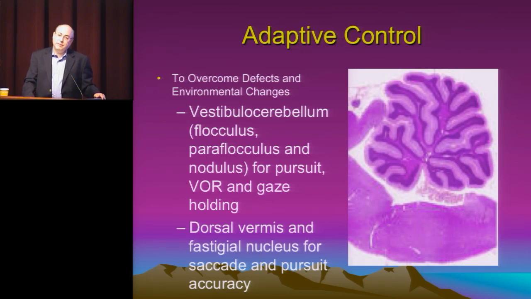And let's say we have a problem. We have a deficit. We have a vestibular problem from an inner ear problem. In order to overcome these deficits, we have the vestibulocerebellum, the flocculus, paraflocculus, and nodulus, which modulate pursuit, vestibulo-ocular reflex, and gaze holding, and we have the dorsal vermis and fastigial nucleus of the cerebellum for saccade and pursuit accuracy.